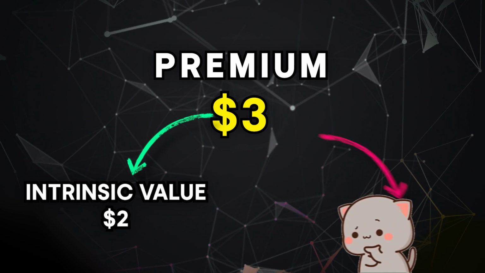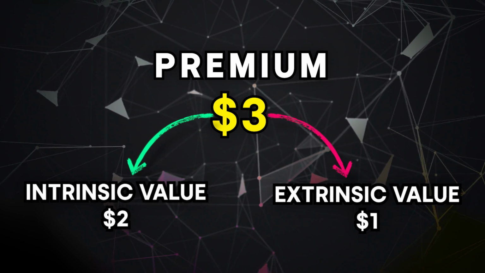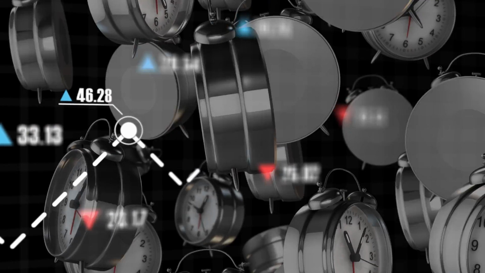So then, where did the extra $1 come from? That is the extrinsic value. Extrinsic value is affected by two things. The first one is time. The more time you have, the higher the chance that the stock will go deeper in the money.